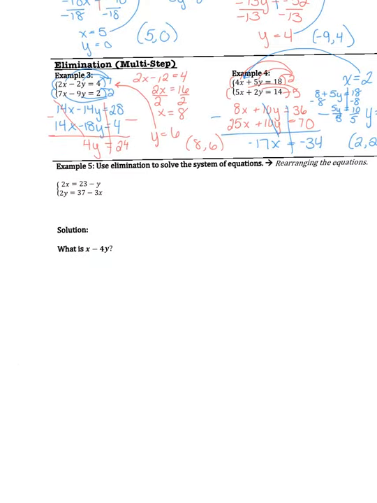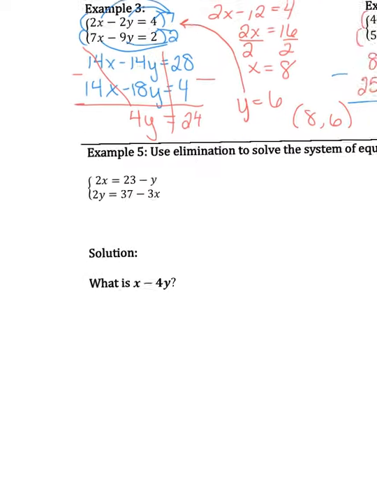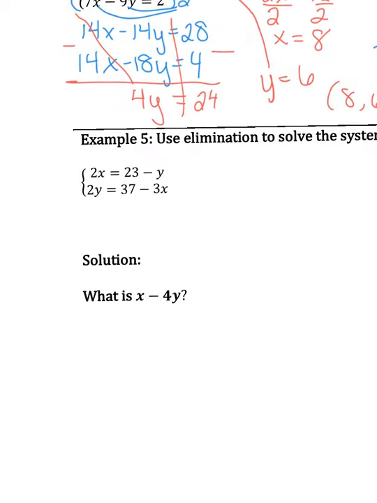Now, in this last example, not only is it not in the right format, but we're going to take it one more step and then evaluate an expression. So this one's going to be a doozy. So the first thing I would want to do here is get my x's and y's to both sides. So I'm going to add my y over.